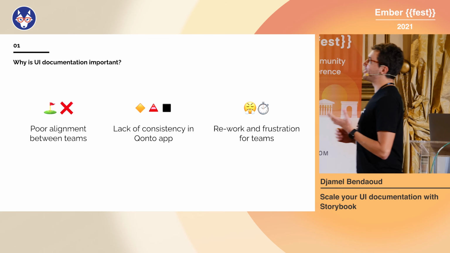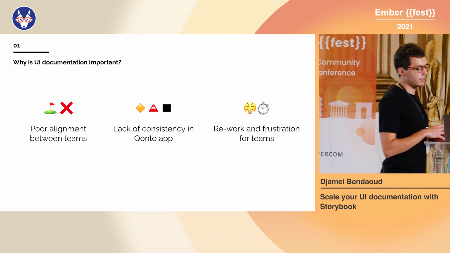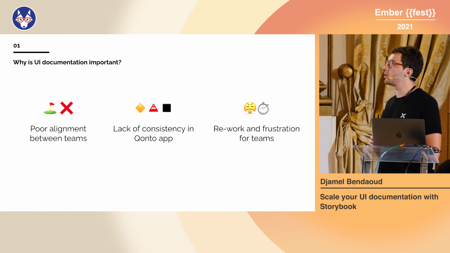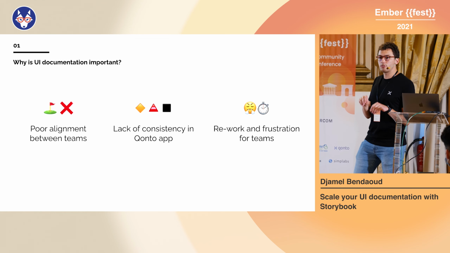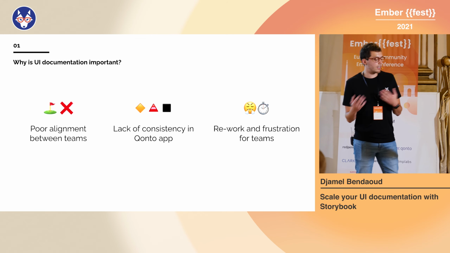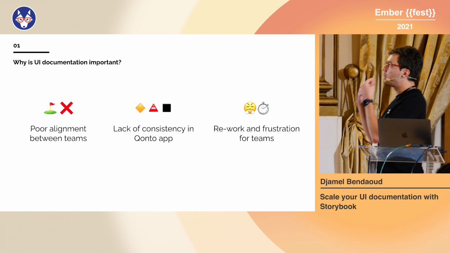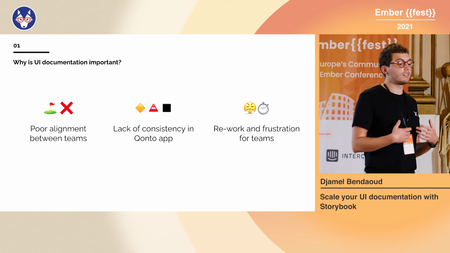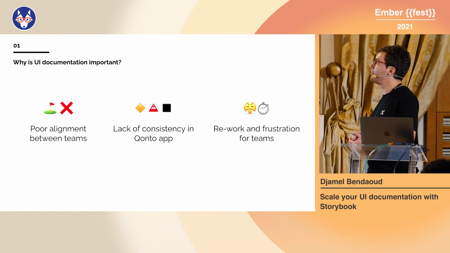And so this ends up in poor alignment between the teams. And when I say team, that's either if you're working in a squad like the Spotify ones, where each team is focused on a dedicated part of the application, or between the product designers and the developer team. This creates a lack of consistency in our example in the Qonto application, but it can also happen in every big application.